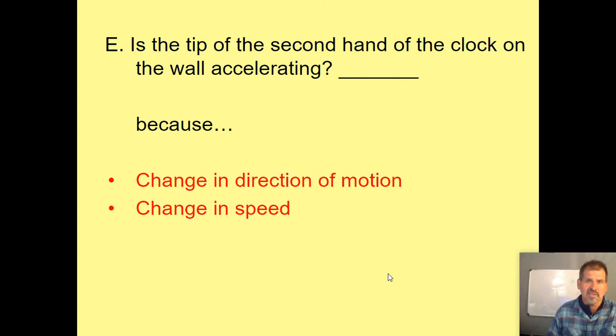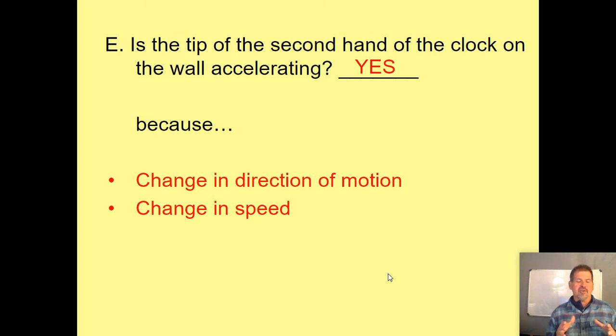Quick question. Is the tip of the second hand on the clock accelerating? It's moving at a constant speed. But is it accelerating? The answer is yes, because it's a change in direction of motion. We don't have a change in speed. The second hand is very consistent on the speed, but it's a change in direction.